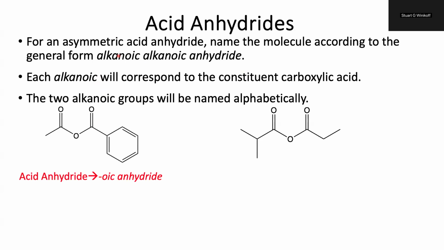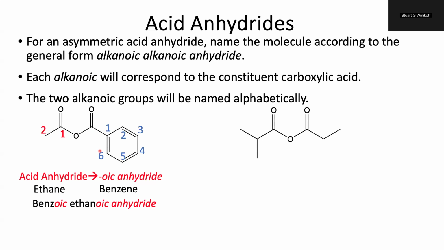So let's name our first species. We have an acid anhydride, so I'm going to have that oic anhydride. On one group, I have an ethane species. And on the other one, I have a benzene. So that ethane becomes ethanoic, and that benzene becomes benzoic. So this one, B before E, benzoic ethanoic anhydride. And then again, if I need to number the system for the chain version, that 1 position goes to the carbonyl carbon. For benzene or cyclohexanes, that 1 position goes to the ring.